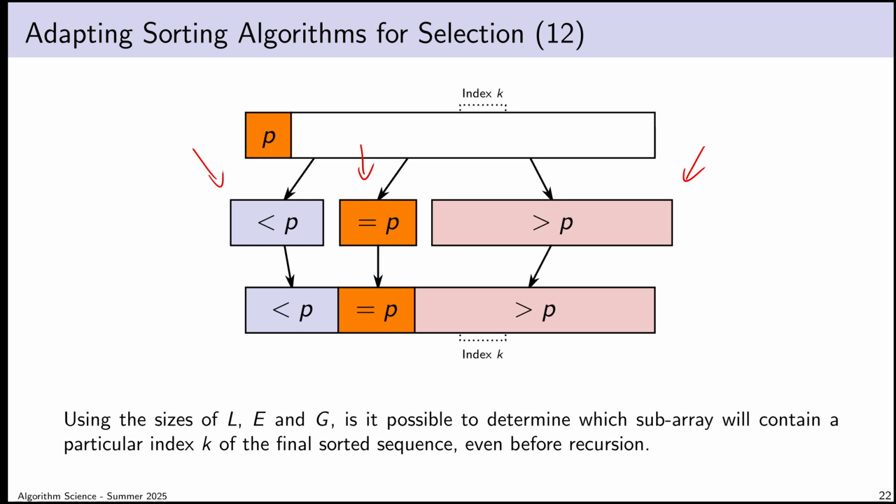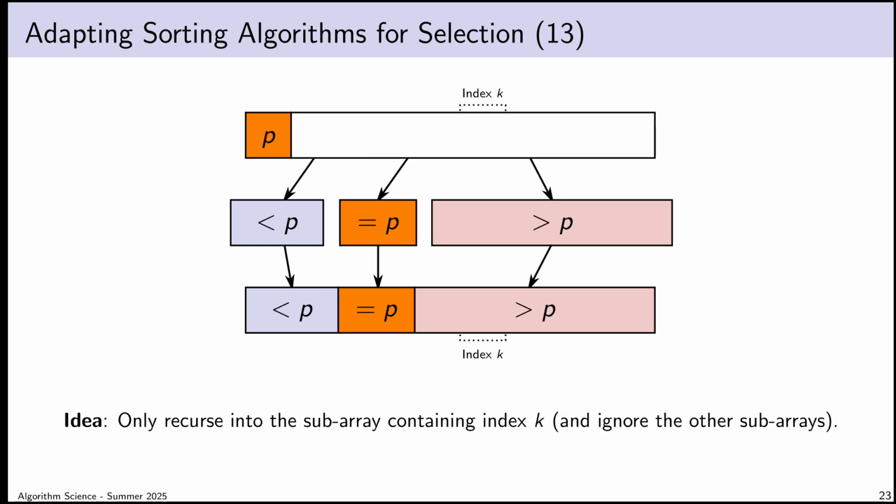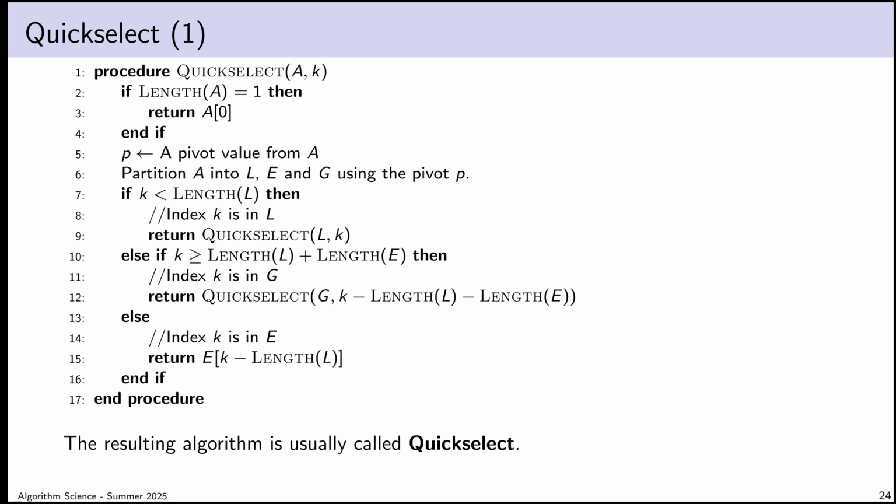That's a big deal. So I could use quicksort as the basis of a selection algorithm. The idea basically is, unlike quicksort, which recurses into both subarrays, both L and G, in this case I only have to recurse into the subarray that contains the thing I want. So in this case, I would recurse only into G, but there's a symmetric case where I recurse only into L. And if we do that, we end up with an algorithm called Quickselect.